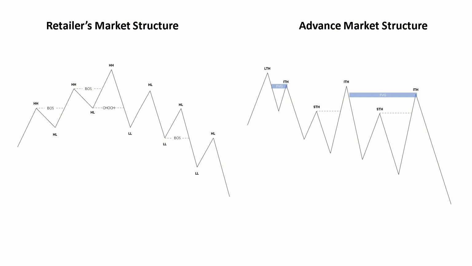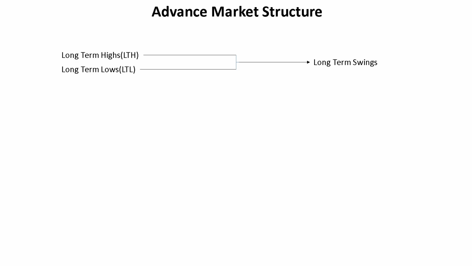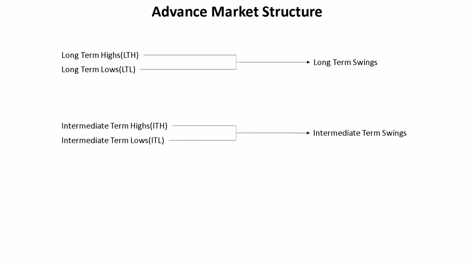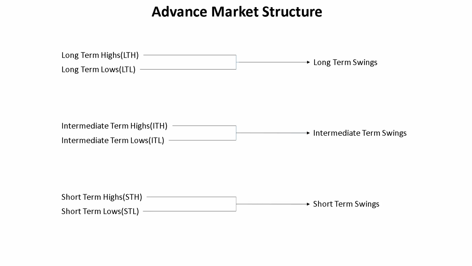This is the advanced market structure, the top tier SMC, the ICT market structure. So let's start the video on the advanced market structure. In the advanced market structure, there are three components. 1. Long-term highs and long-term lows, which we call long-term swings. 2. Intermediate-term highs and intermediate-term lows, which we call intermediate-term swings. 3. Short-term highs and short-term lows, which we call short-term swings. Among all of these, the most important is the intermediate-term swings.